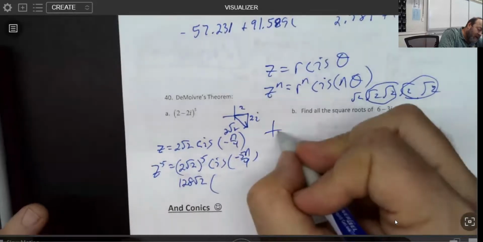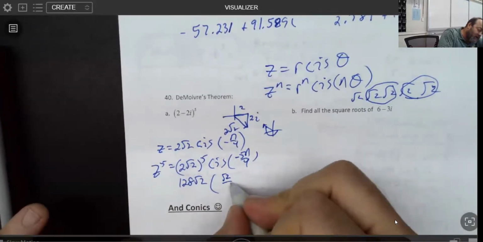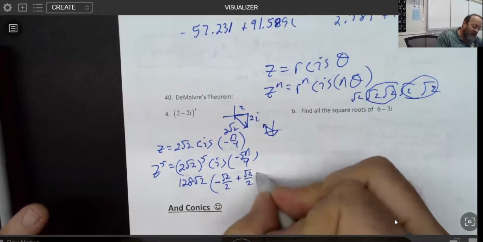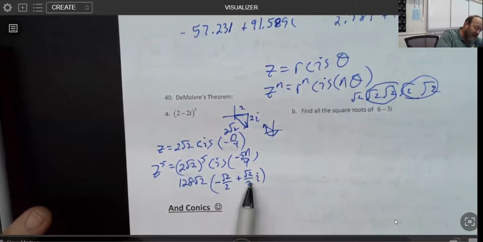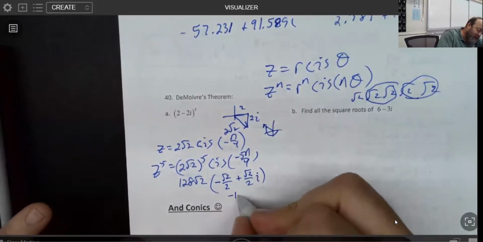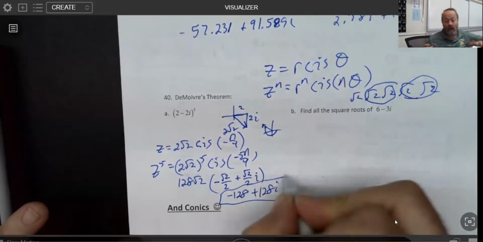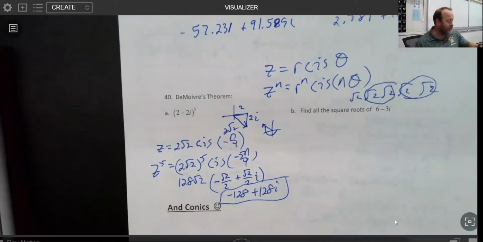And last, negative 5 pi over 4 is in the second quadrant, where the cosine is negative but the sine is positive, because keep in mind, cis stands for cosine theta plus i sine theta. This one is negative, that one's positive, and I end up with negative 128 plus 128i. And that's literally all there is to that problem. If you distribute these, all of those root 2's cancel out, and it comes out pretty nice.